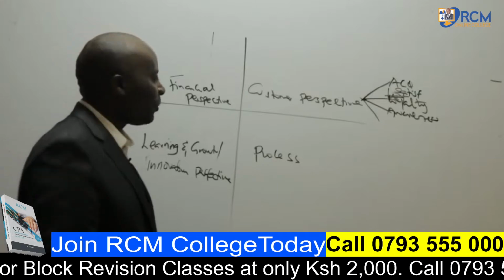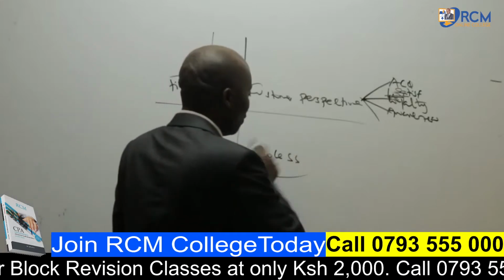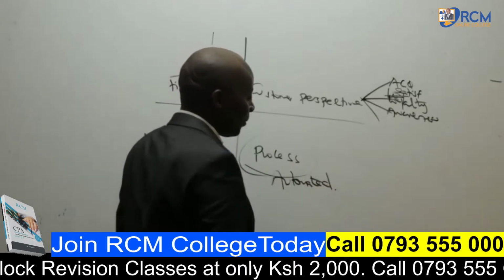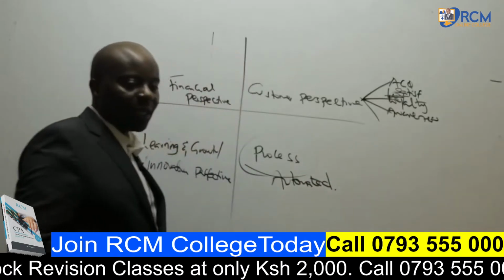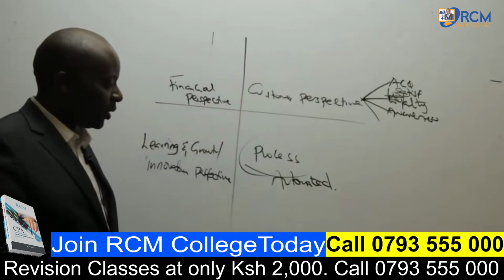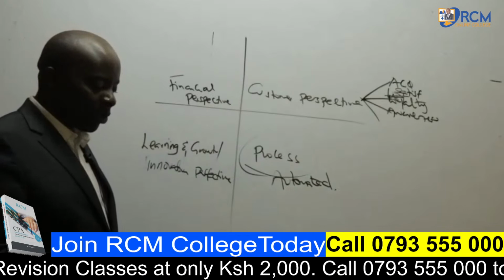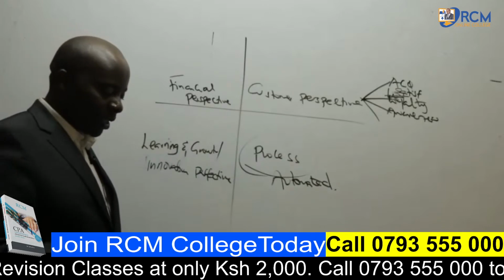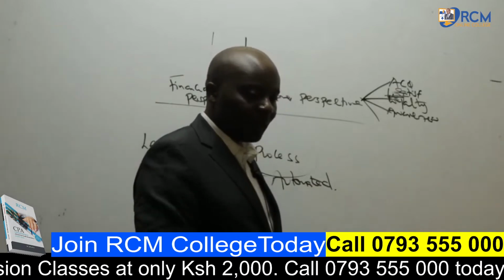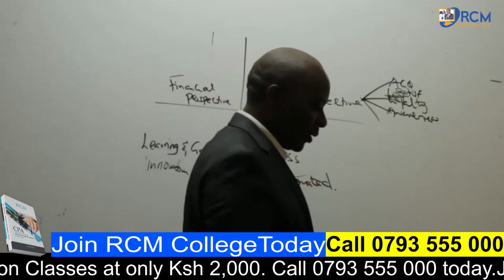Processes, ladies and gentlemen: ensure that you are automating your systems heavily. Automate your systems heavily. Don't accept cash at your business premises. If it's employees, let them log in. This thing of employees coming to sign is hogwash. Let employees use biometrics.